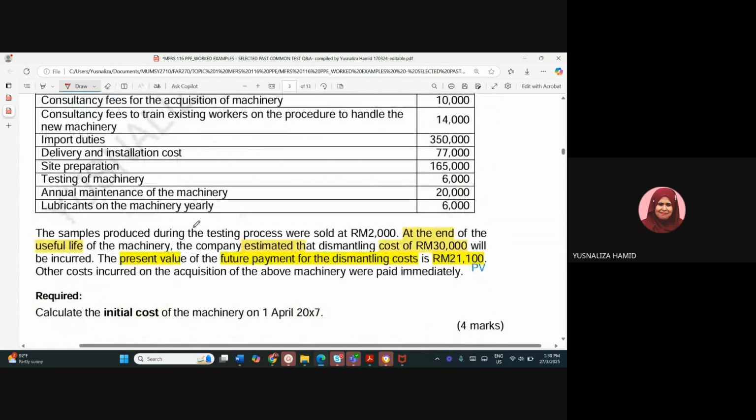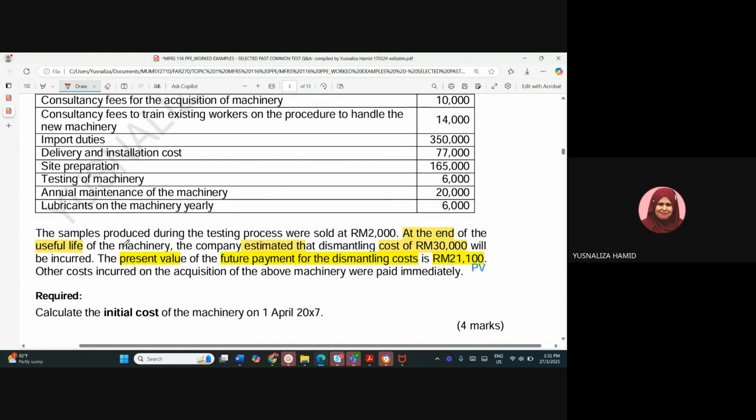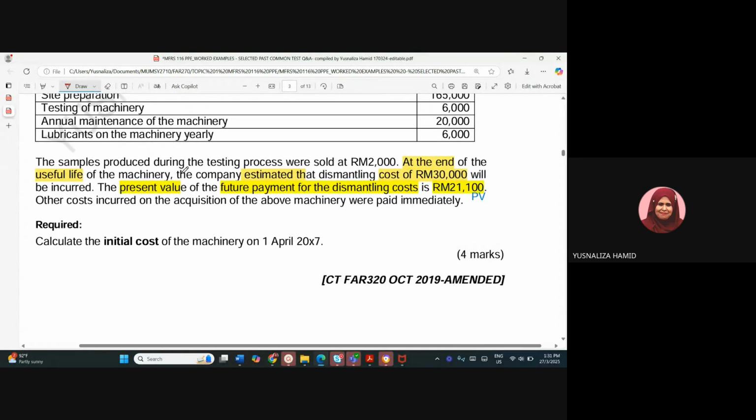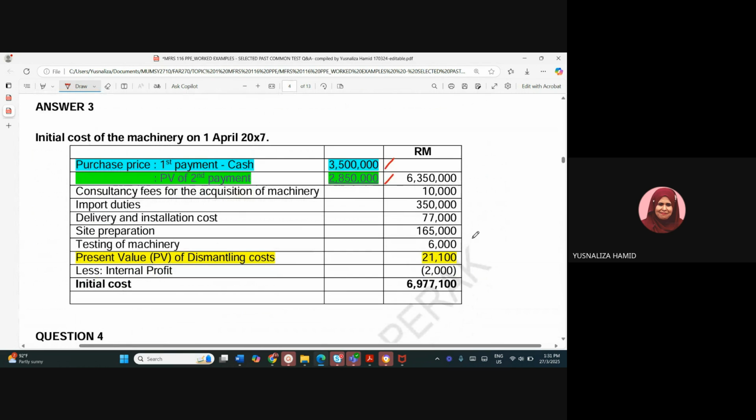And at the same time, the company also has other costs incurred here. So go and check which one, and go and check whether you can understand why it was capitalized, why it was being expensed off. Then you have, at the end of the useful life of the machinery, okay, do you remember this is the machine that was maybe installed in that factory? The company estimated that the dismantling cost of the machine, so the machine must be dismantled by the end of the useful life. To dismantle the machine, you have to incur a cost of 30,000 by the end of that useful life. That is the future cost of the machine. The present value of the future cost is given here to be 21,000. Therefore, the present value of future payment of 21,100 is the one that you must include where? In the calculation of initial costs.